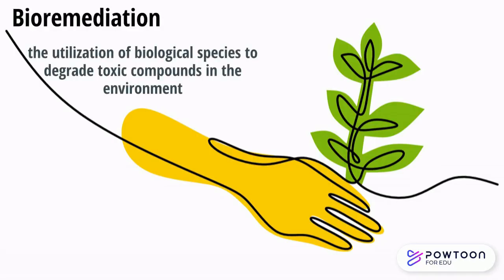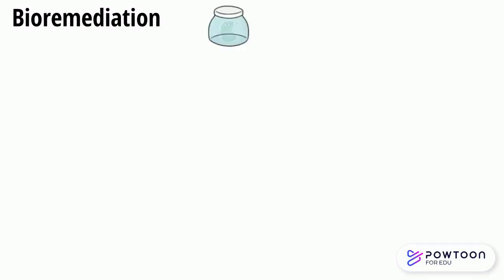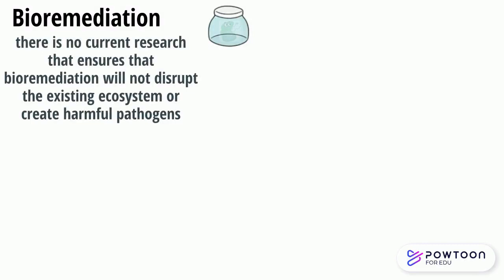Bioremediation is the utilization of biological species, such as microorganisms, to degrade toxic compounds in a contaminated site. The biological species can absorb the contaminant and metabolize it into safe products, like water, so it could be released into the environment. This method poses risks to the environment because of the issue of containment. After microorganisms do their job, one cannot ensure that they will not disrupt the existing ecosystem or create harmful pathogens.